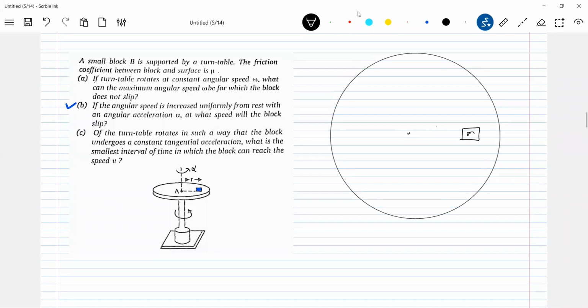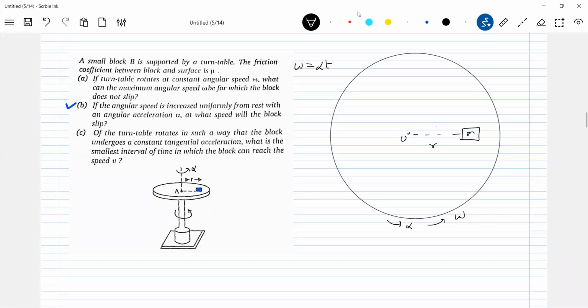What is the turntable? The turntable is going to rotate with omega, and it also has alpha. So what is omega now? Can you write alpha t? And the block is kept on it. So how will mg act into the plane? Normal reaction will act out of the plane.